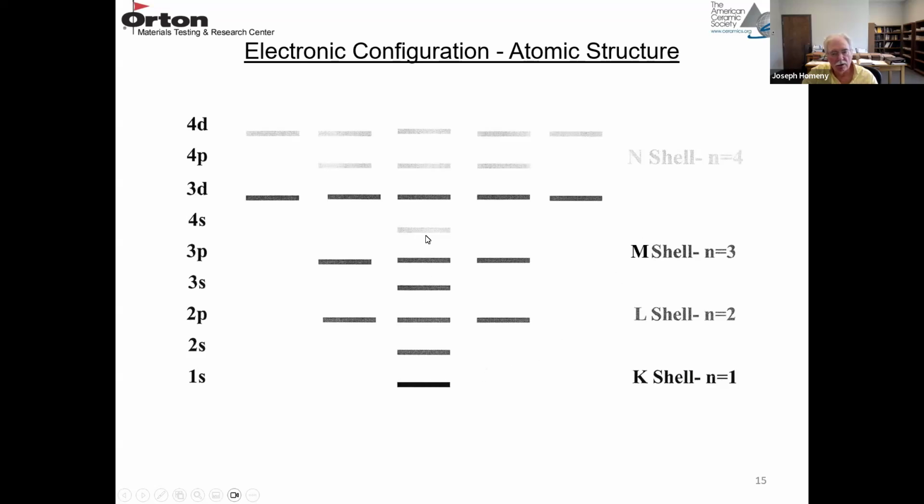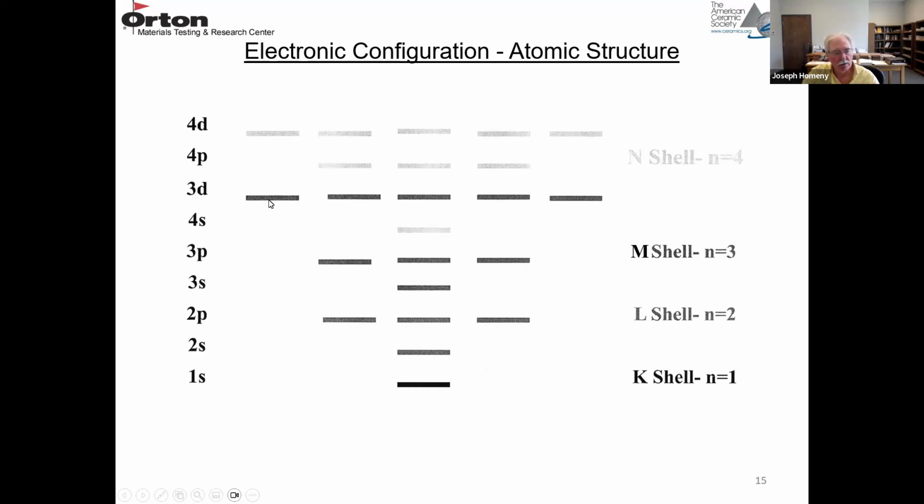So this is the order in which they fill: 1s, 2 electrons, and that level 2s, 2 electrons, 2p. So there's 2 electrons in each one of these bars. So that's a total of 6. Then we go to 3s, 2 electrons, 3p, 6 electrons, again, 2 in each bar.